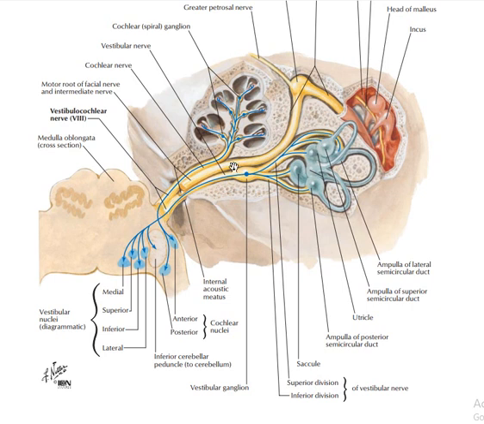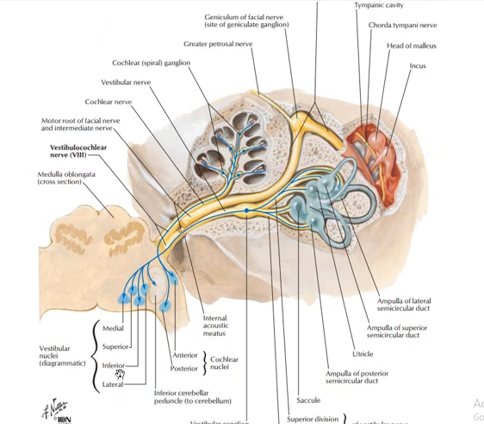Now the information is going to come here and synapse at the level of the vestibular ganglion, then continue and enter the vestibular nuclei, which are still at the level of the pontomedullary junction. The vestibular nuclei are separated into these parts: we have the medial, the superior, the inferior, and the lateral. They are going to be controlled and enter into the inferior cerebellar peduncle. So this is what's going to happen.